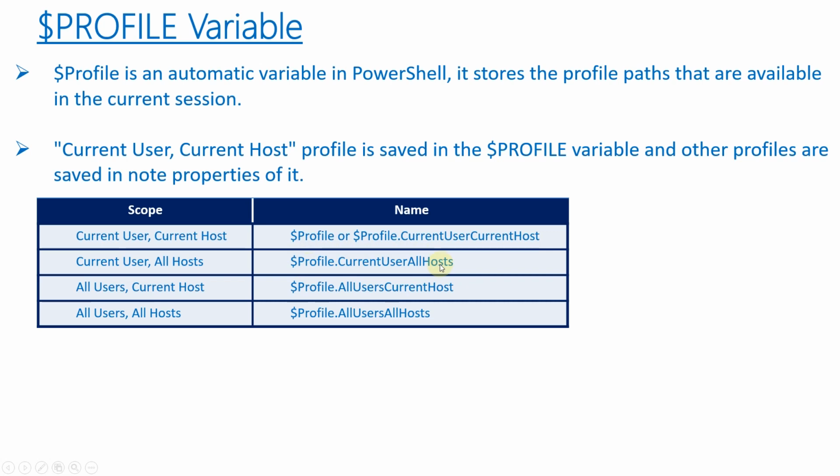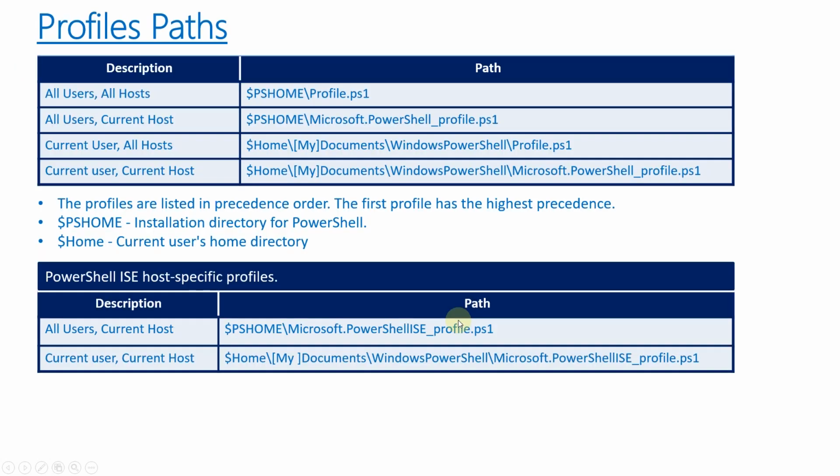And likewise, if we want to know the path for all users and the current host, we have to use $profile.AllUsersCurrentHost. And at last, if we want to print the path for all users in all hosts, we have to use $profile.AllUsersAllHosts. So this is how we can use the $profile automatic variable. And here you can see the various profile paths available for all the scopes.